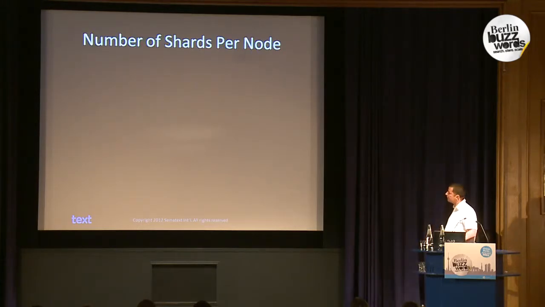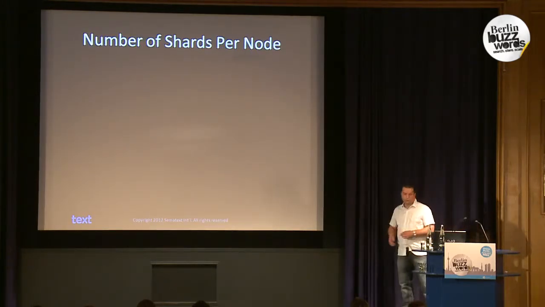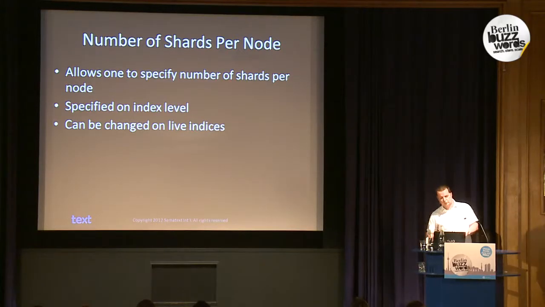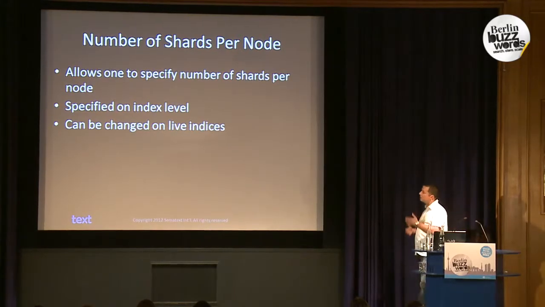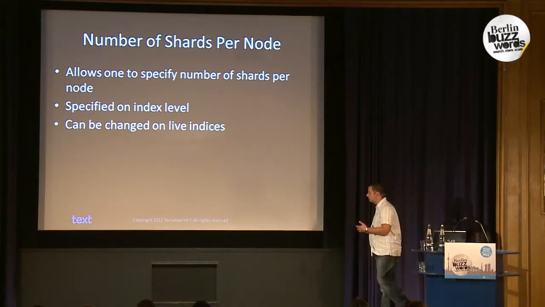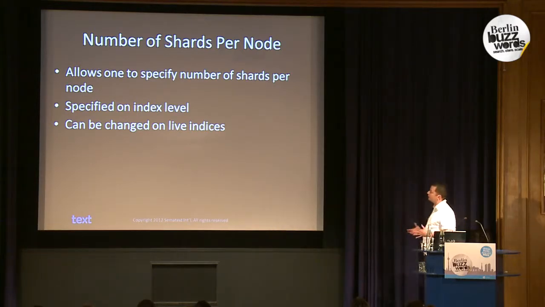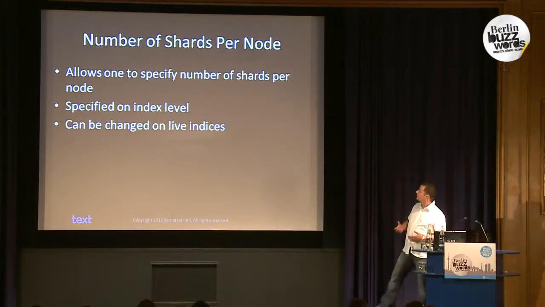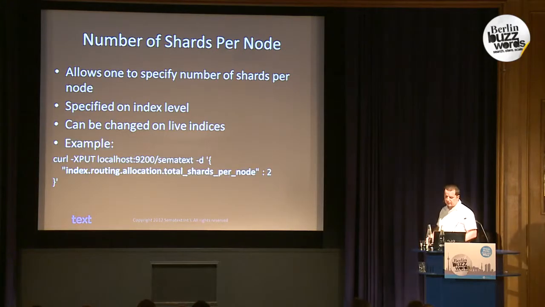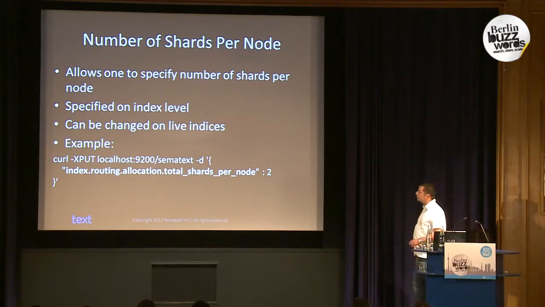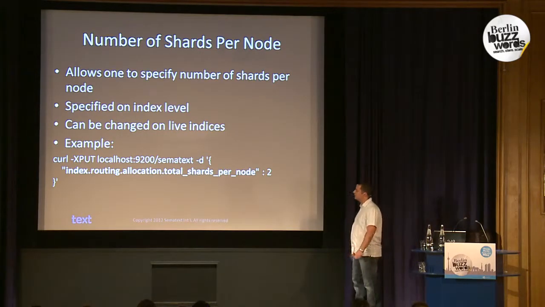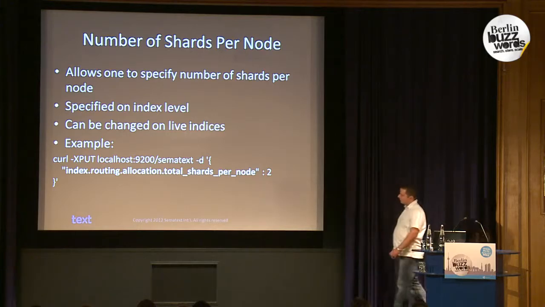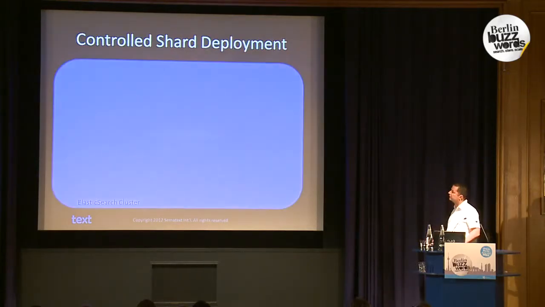In addition to that, you can control the number of shards per node, how many shards are allocated to a node. We also use that. It's specified on the index level, and can be changed on live indices. So that's an example of that. We want a maximum of two shards per node for the index sematext to be allocated. It works. So what's the situation after we provided all those properties?